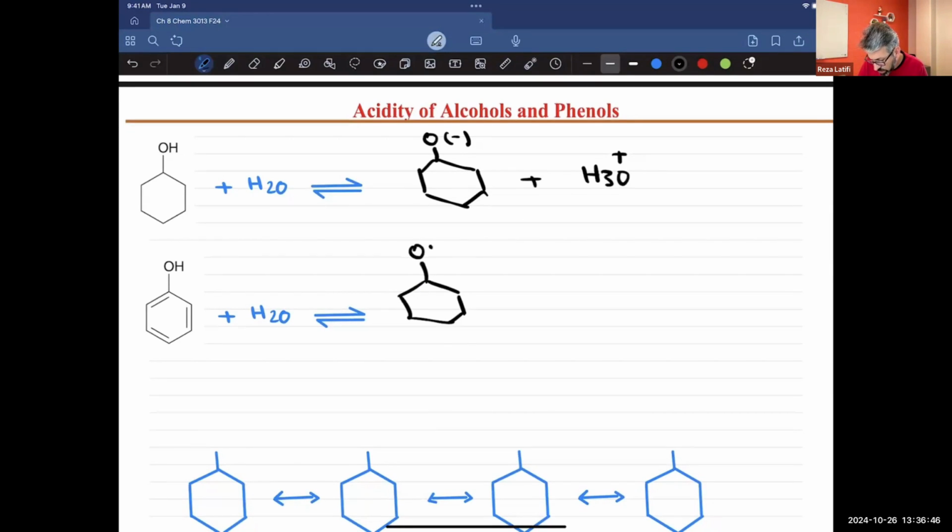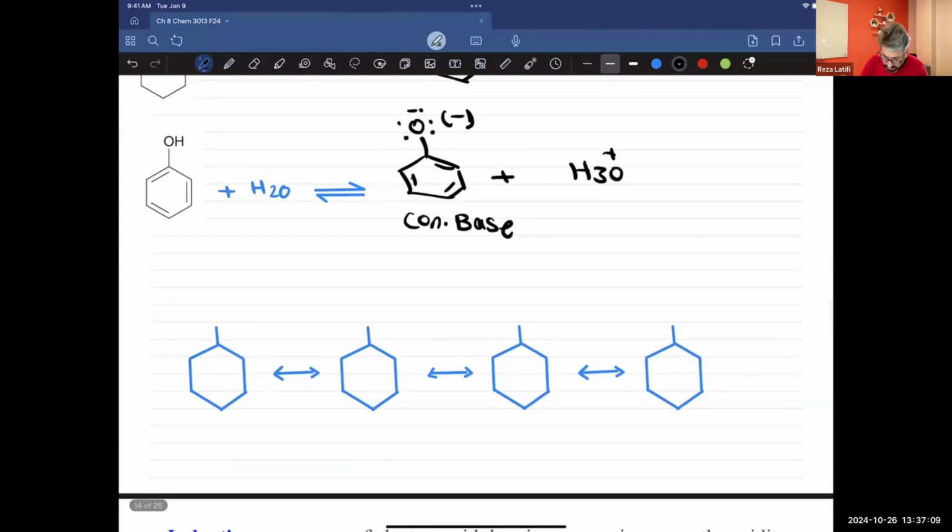We get O with 3 lone pairs. This is going to be -1. Similar to the top one, we have 3 lone pairs, and also we have three pi bonds there, plus hydronium ion. Anything that stabilizes the conjugate base will increase the acidity. So now let's say we got this one, it has a -1 charge, and I have 3 pi bonds there. This is going to be the first position, second, 3, 4, 5, 6.